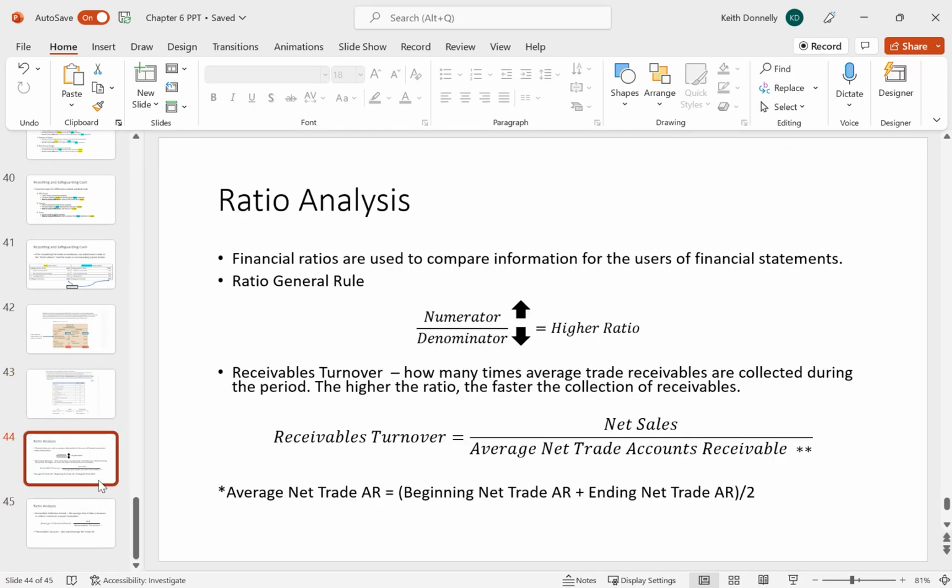Finally here, a couple of different ratios, right? We have the receivables turnover ratio. This is how many times average trade receivables are collected during the period. Basically, the higher the ratio, the faster the collection of receivables. So you're going to have your net sales, your gross sales minus that card acronym right here. And you're going to have your average, which means your beginning plus your ending divided by 2, net trade accounts receivable. So you're going to look at your trade accounts receivable and then net them for that allowance for doubtful accounts.